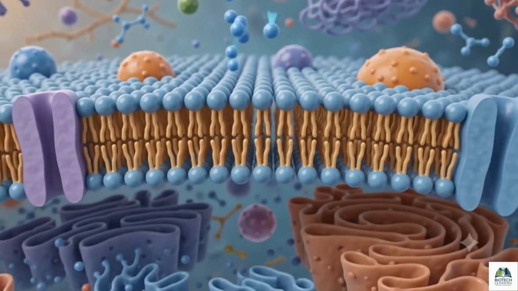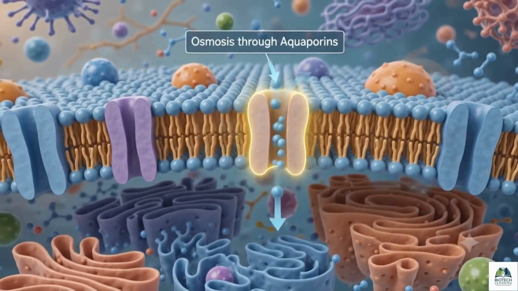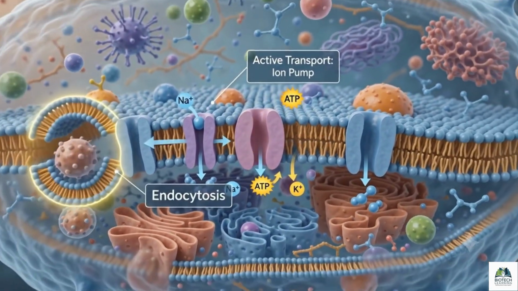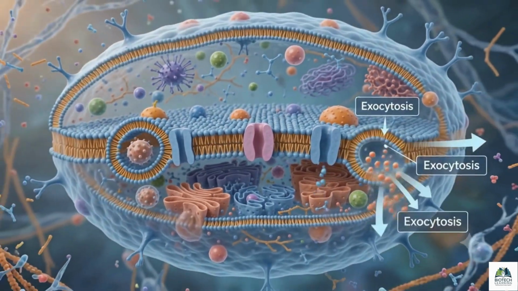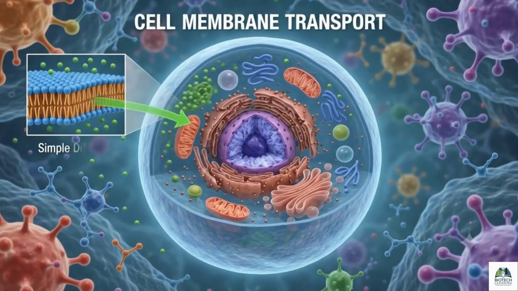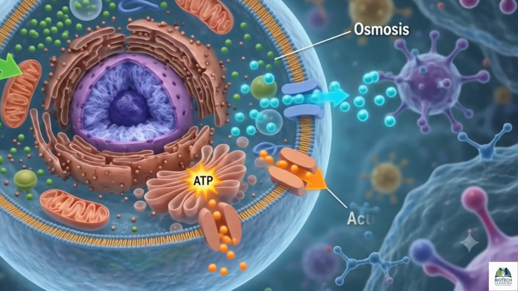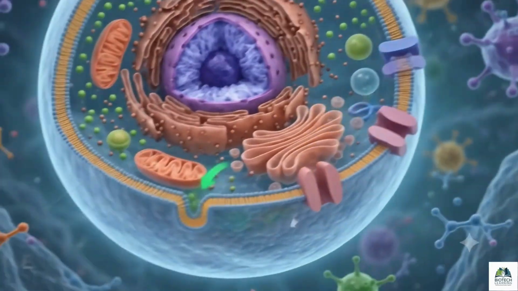So, how does a cell control what enters and leaves? Small nonpolar molecules can cross by simple diffusion, and very large materials leave through exocytosis. Diffusion is the easiest way to remember them. Diffusion moves down the gradient. Facilitated diffusion needs a protein but no direct ATP.